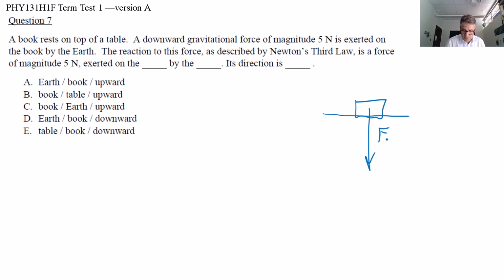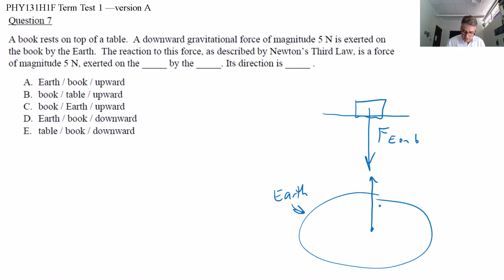So this is the force of Earth on book. If this is the old Earth down here, then Newton's third law states that it must be equal and opposite to the force of the book on the Earth. So exerted on the Earth by the book, and its direction is up. So Earth, book, upward. I choose A.